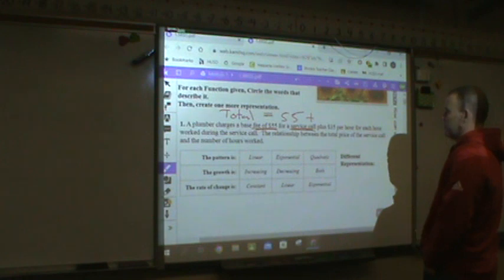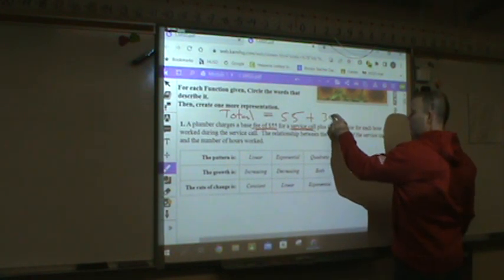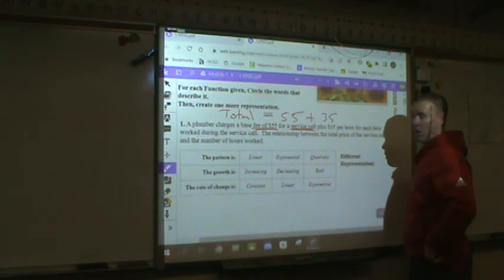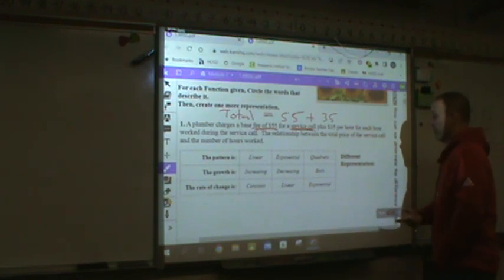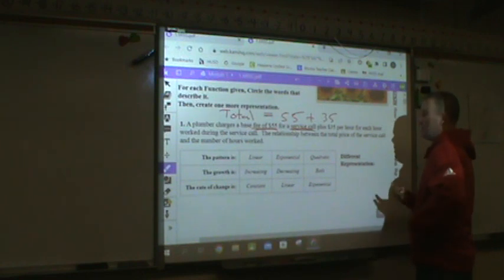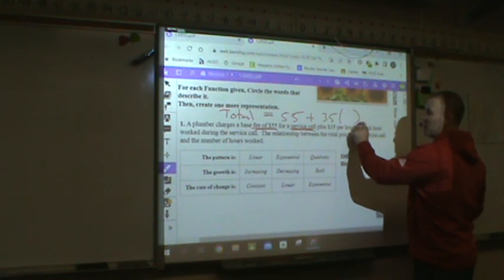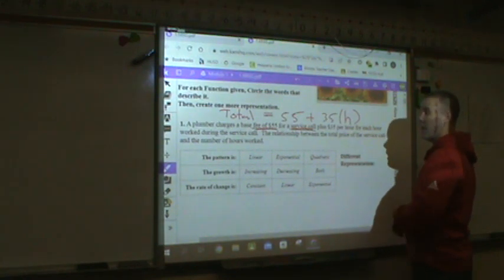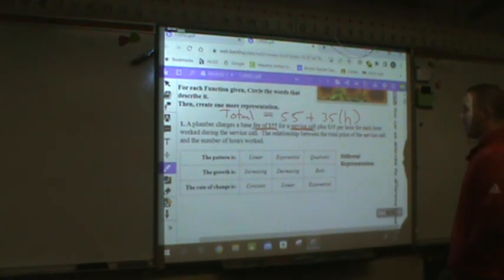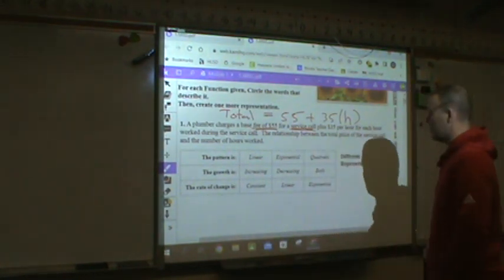What type of relationship is that? Well, remember, it's $35 per hour. And how do I calculate the hours? Well, if I work 1 hour, it's $35. If I work 2 hours, if I work 3 hours, how much is that going to be? This is where my variation is going to take place, because it could be 1 hour, 2 hours, 3 hours, 4 hours. So I'm going to make that h, for hours. If I tell you it's going to take me 2 hours, how much is that going to cost?